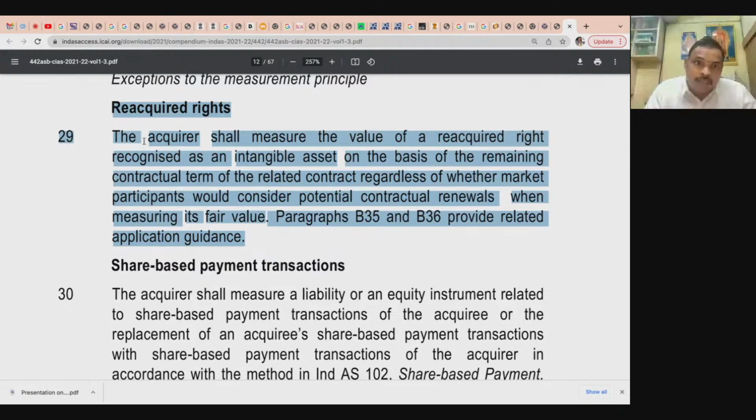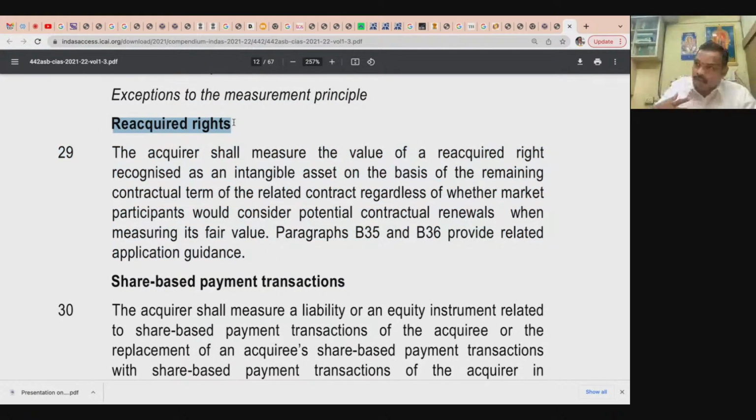Okay. So then, reacquired rights. The acquirer's building was actually given on lease to the acquiree, maybe 3 years back. So the remaining 7 years of lease rights are there. The ROU asset, right of use of the asset, is still there. Now I'm taking over that company. I'm acquiring that acquiree. That means the 7 years right of use of the asset is still there. Should I have to measure that at fair value? No. It's my own asset here.